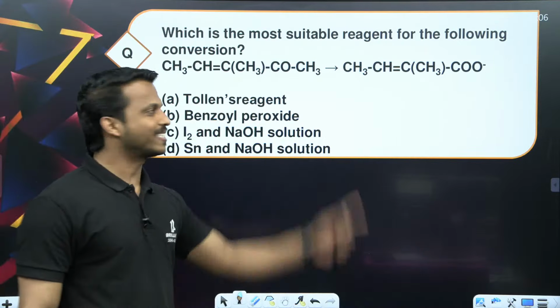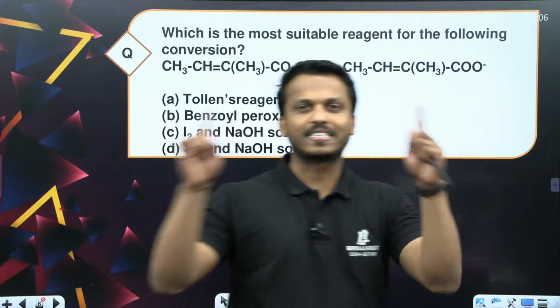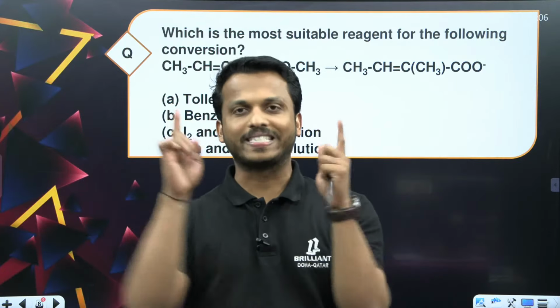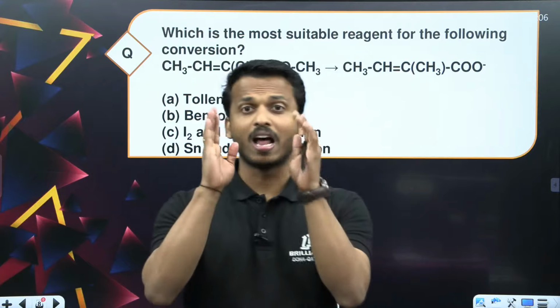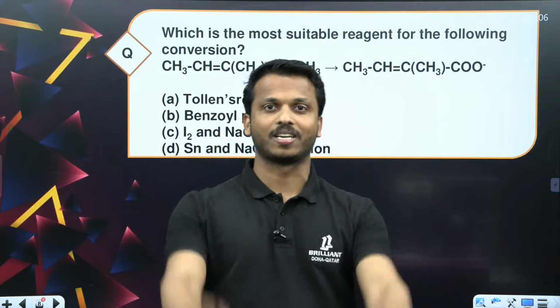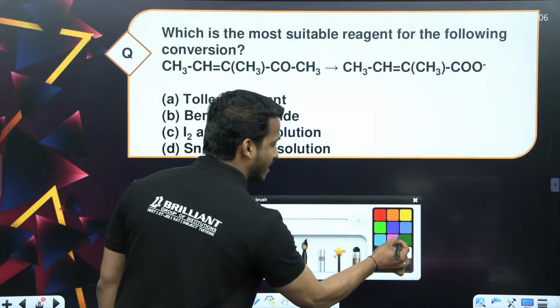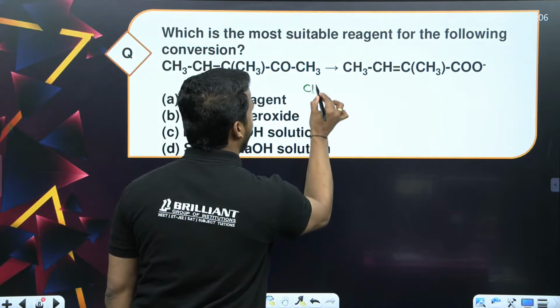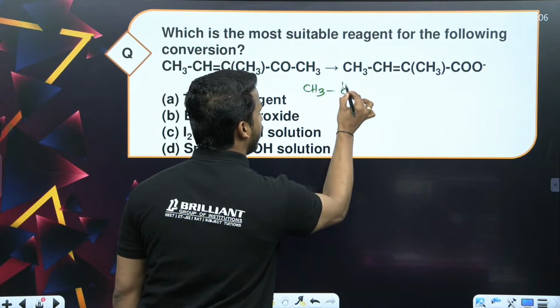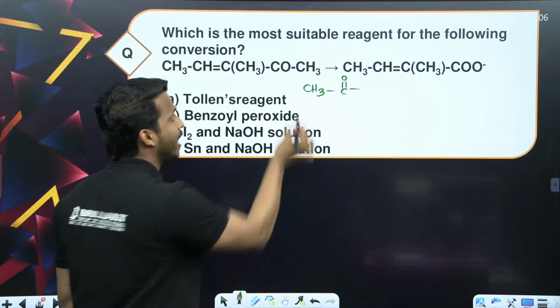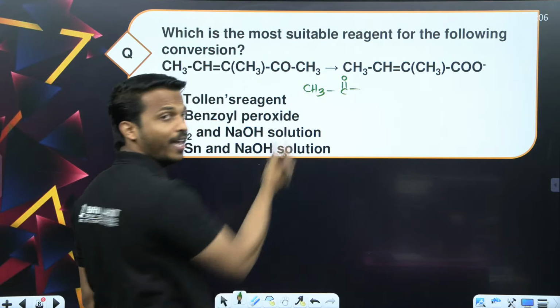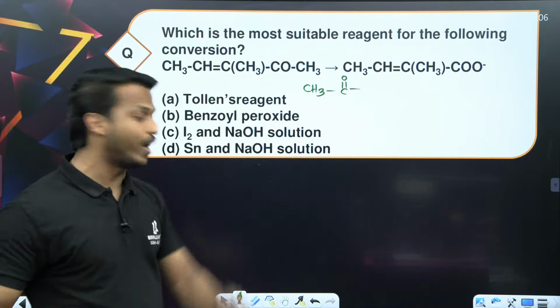Dear all, this test is nothing but our iodoform test. How is it an iodoform test, dear all? The iodoform test is given by the species with what? The CH3CO group. Can you see the CH3CO group here? Yes, this one can give the iodoform test.